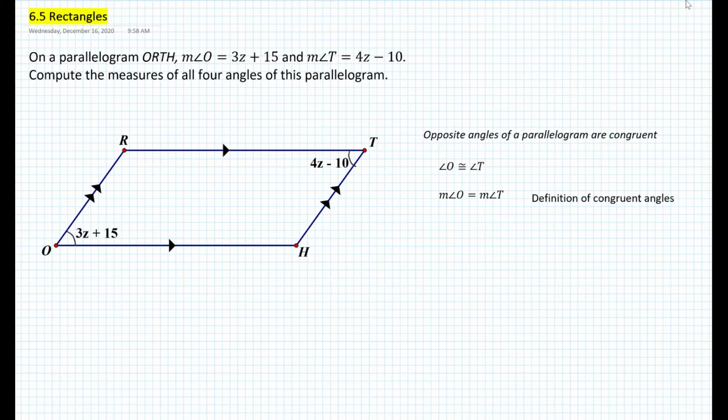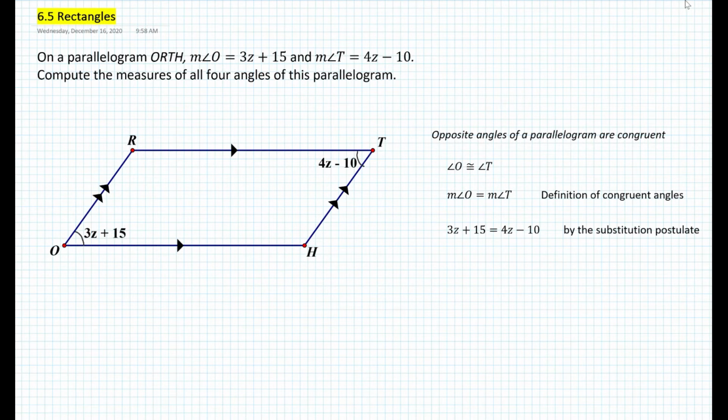Let's now substitute. Here we can say that 3z plus 15 is equal to 4z minus 10, and so we get a value of z equal to 25. The question is asking us to compute the measures of all four angles of this parallelogram. So after substituting z equals 25 into those respective expressions, we obtain a measure of angle O equal to 90 and measure of angle T equal to 90 as well.